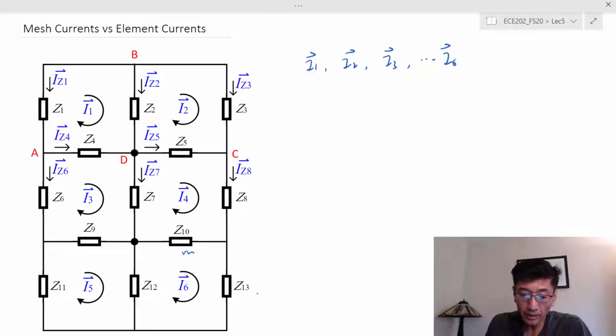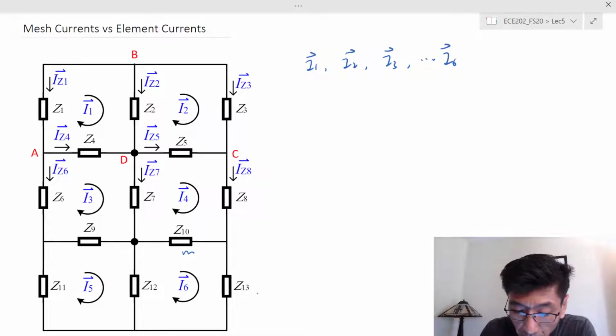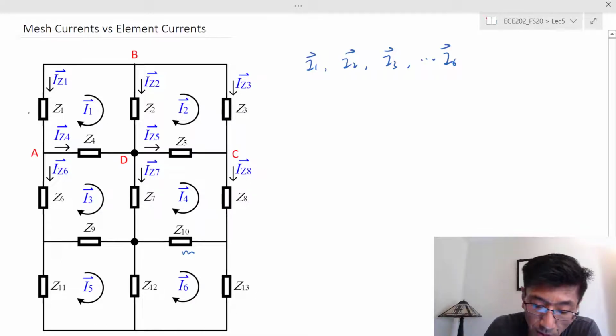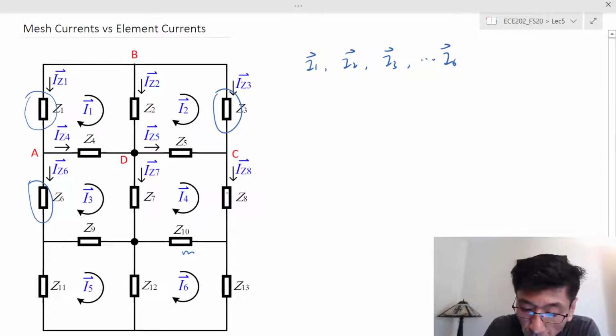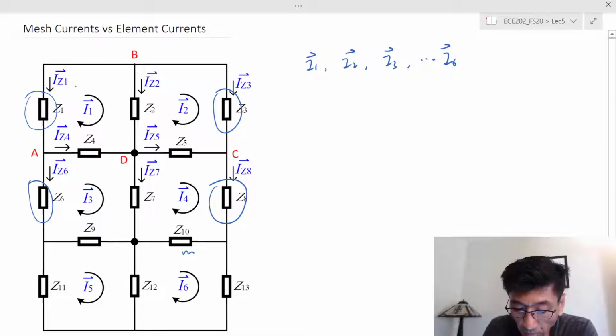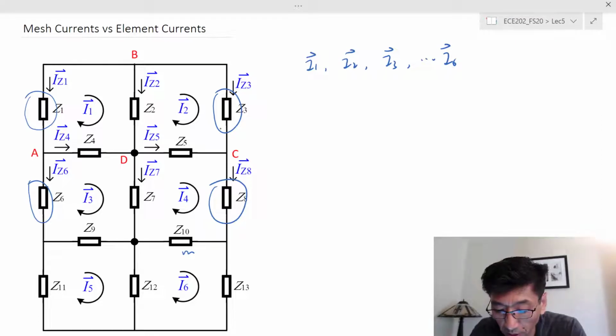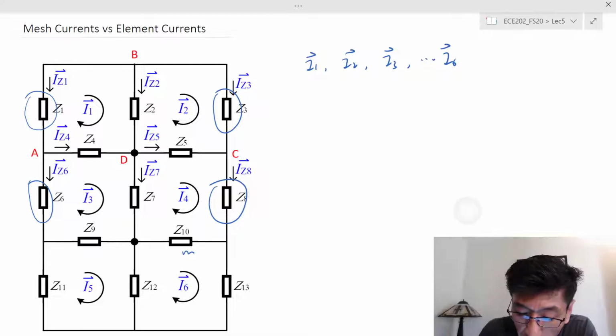Anyway, let's look at the element currents and the mesh currents. Let's start with the easy ones. The easy ones I'll call the outer ones. The element is not shared by the meshes. So on the outer side of this drawing, we have Z sub 1, 6, 11, 3, Z sub 8, and Z sub 13. Those elements are not shared by two meshes. They're only in one mesh, right? So in this case, I can write the element currents.